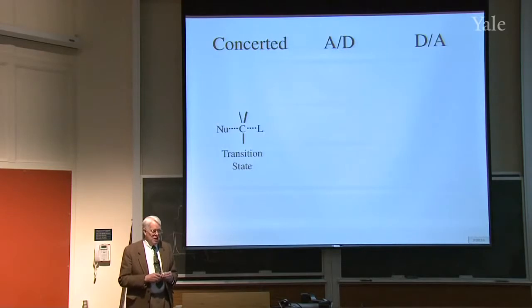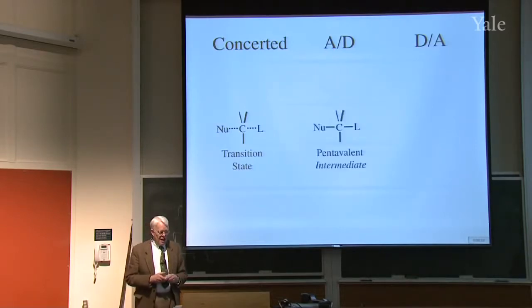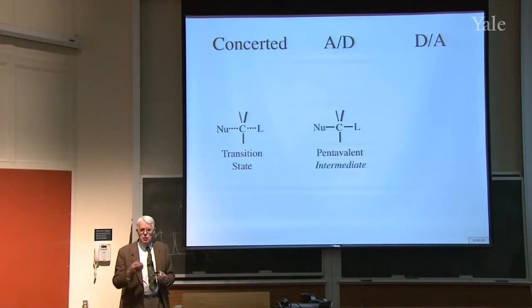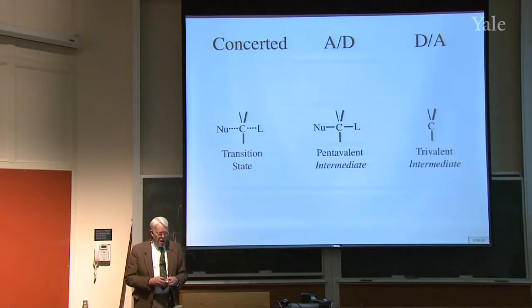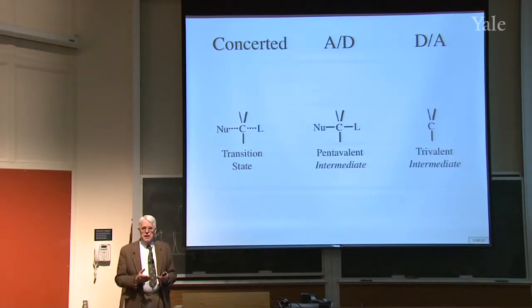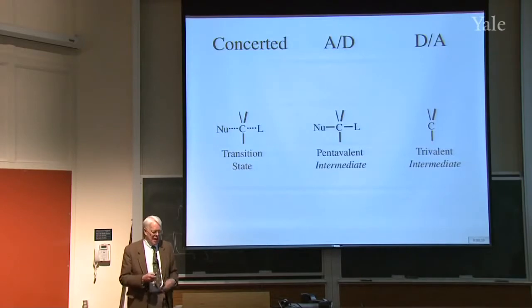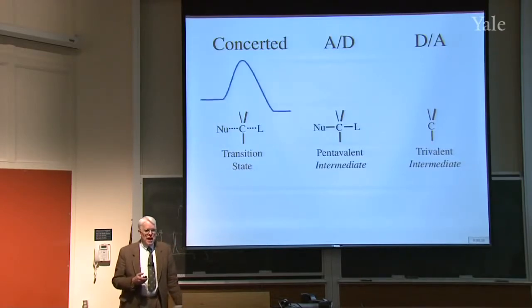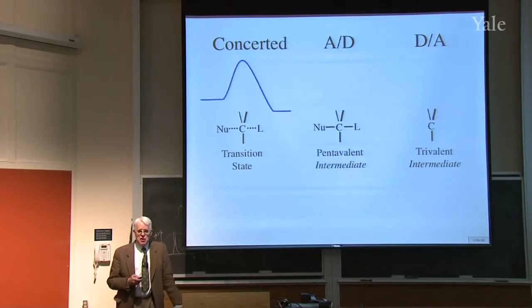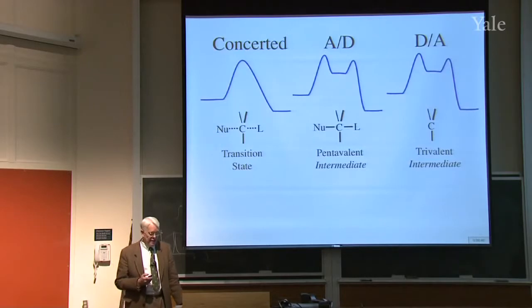In the concerted case, the nucleophile is coming in and attacking the carbon at the same time the leaving group is leaving, and that's a transition state. You can have a pentavalent carbon intermediate, so you first make the new bond and only subsequently do you break the old bond. Or you could break the old bond and get a trivalent intermediate and then subsequently make the new bond. If we look at the reaction coordinate diagram, the first one just has a transition state, but the other two have intermediates, either a pentavalent carbon intermediate or a trivalent carbon intermediate.